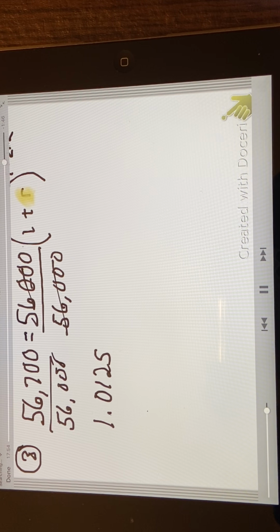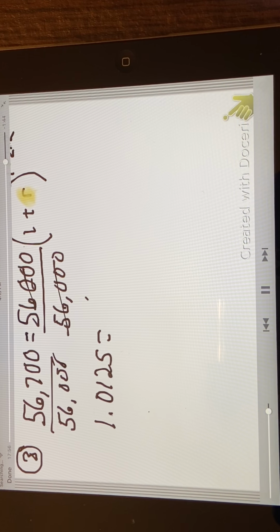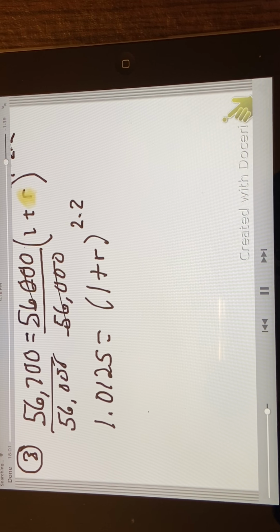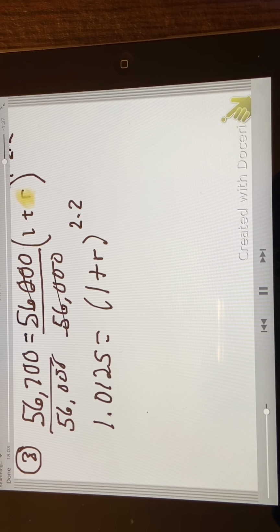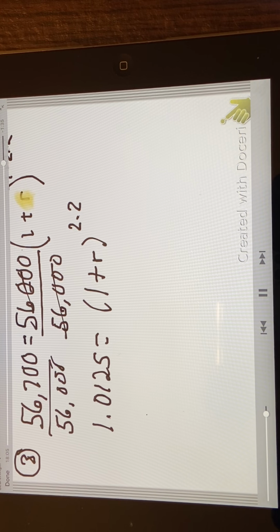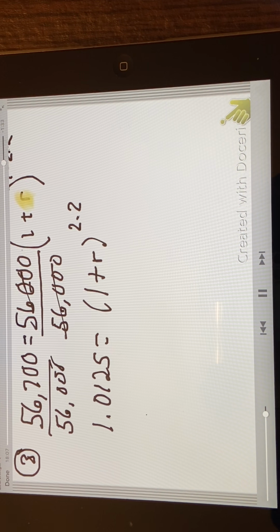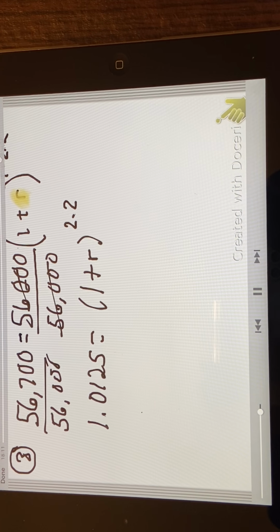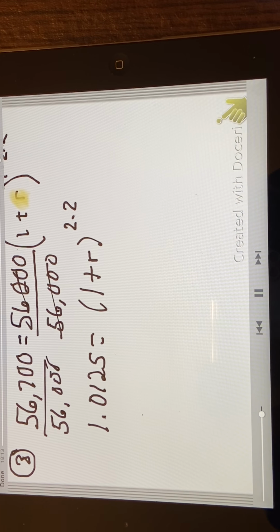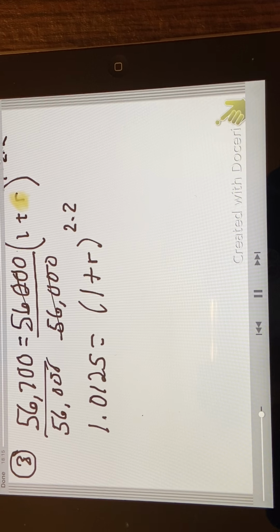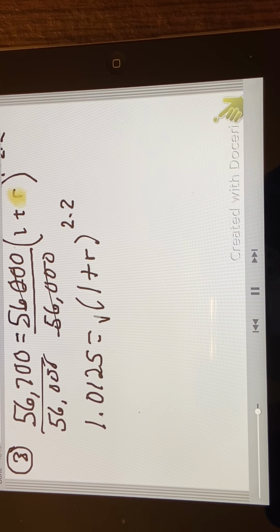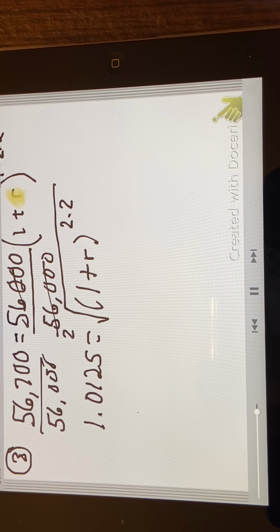And I end up with 1.0125 equals, and then that parenthesis just drops. And then 1 times 2.2 was 2.2. Now, guys, this is an exponent. If you want to get rid of an exponent, just think of anything to the second power, I'd take the square root. Anything to the third power, I'd take the cube root. So this is the 2.2 power. So let's take the 2.2 root.